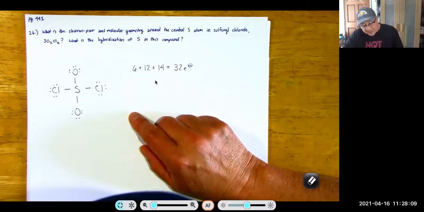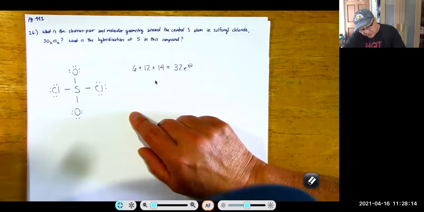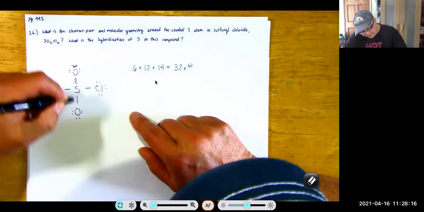Okay, now this is not very good because sulfur has a +2 formal charge. So you can see the writing on the wall. We're gonna double bond.